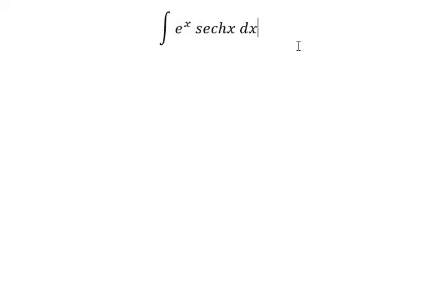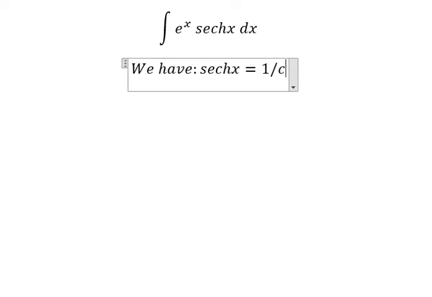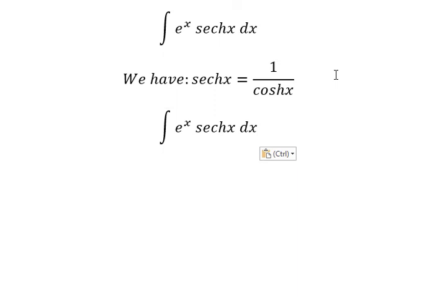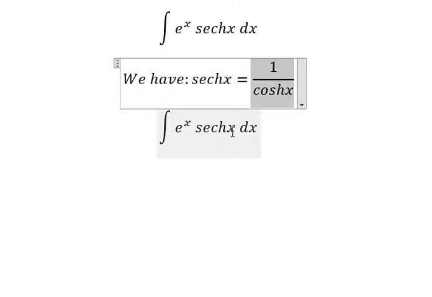So now I want to show you how to answer. We have the formula in here, that is about secant of s equal to 1 over cos s. So we need to transform this one into this one.